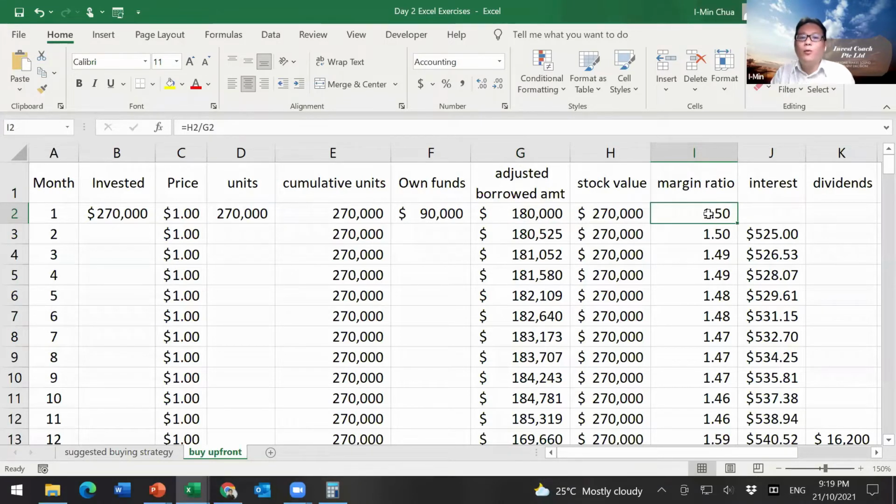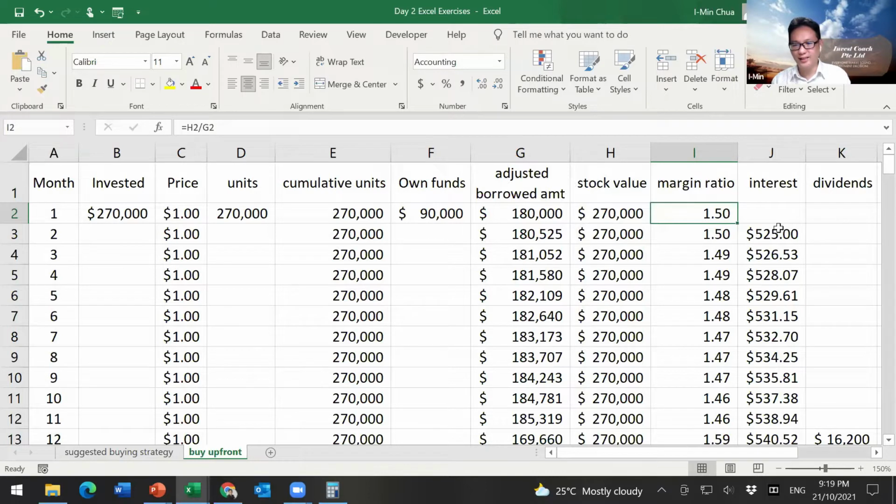Of course, this is one way to invest in margin on REITs. You have $90,000. Tomorrow you go to the market, leverage 3 times up, and buy $270,000 worth of REITs. You can do that. Now what I want you to focus on here is this margin ratio.